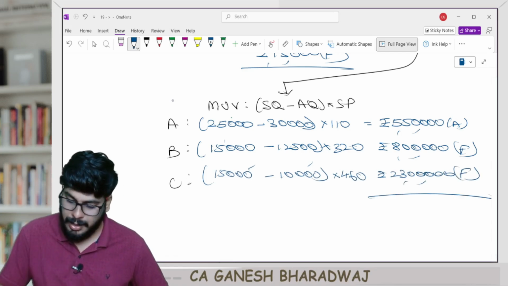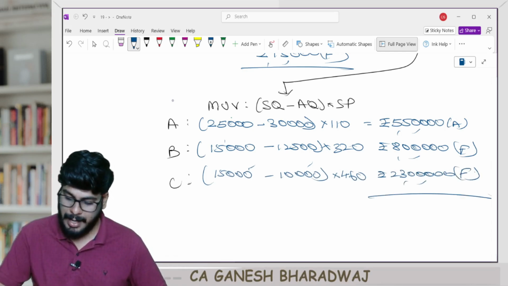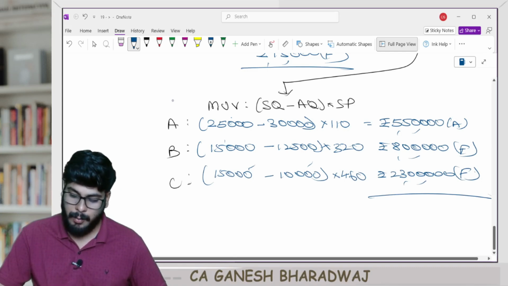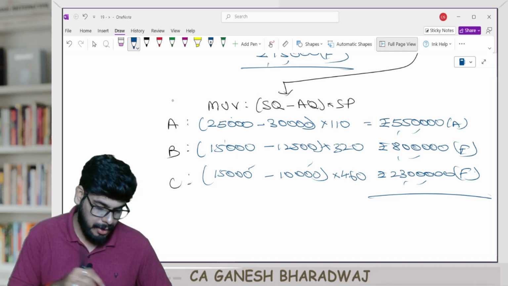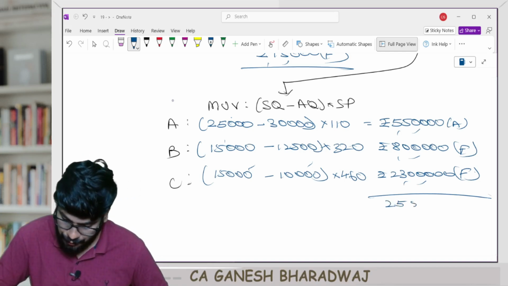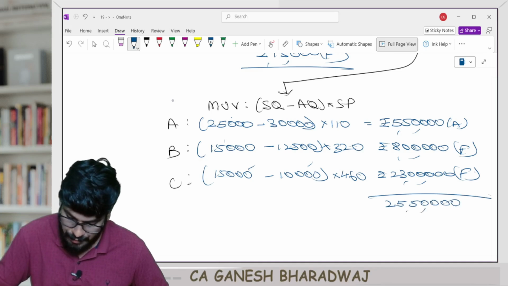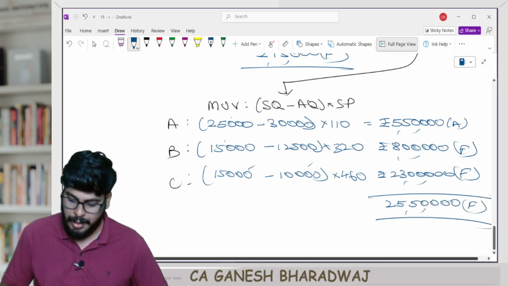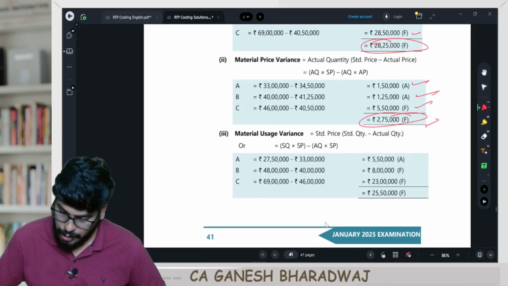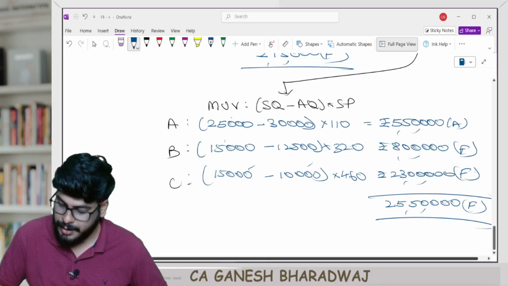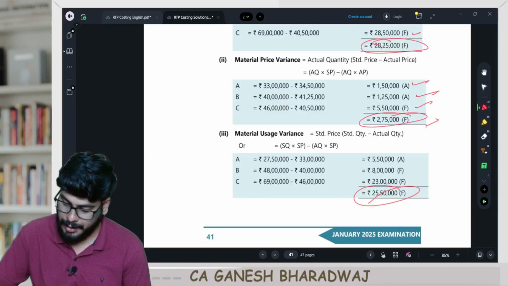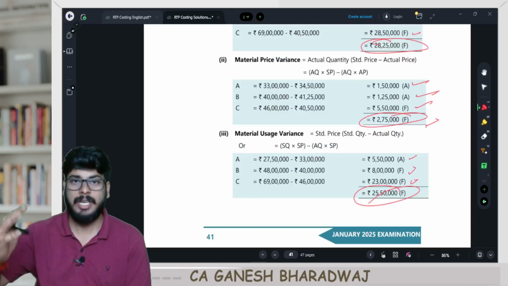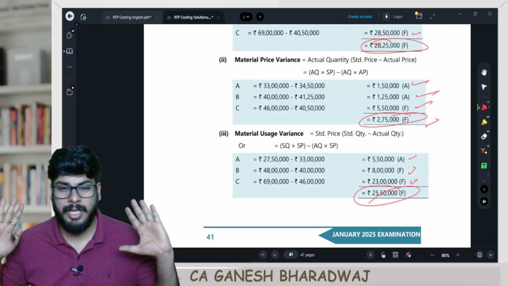So if you net off these three figures, how much do you get? 23 plus 8, that's going to be 31. 31 minus 5.5 gives you 25 lakh 50,000 rupees of net favorable material usage. Look at this, 25 lakh 50,000. Exactly what we've got. Breakup is 5.5 lakh adverse, 8 lakh favorable, and 23 lakh favorable. Are you clear with this? Right? So with that, the material usage variance is also done.